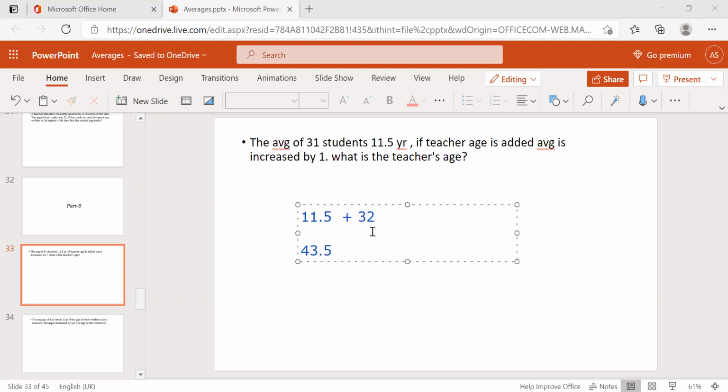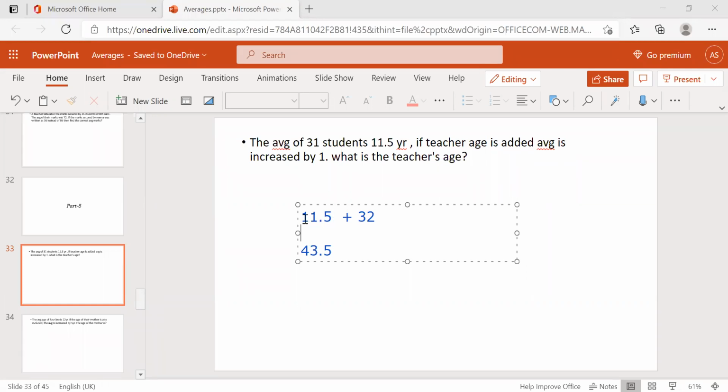So first, that was the concept oriented way. The traditional method is different. You have to multiply 31 students into 11.5 years, then we get some total. Then for the newly joined person we have to multiply the new average by 32, and then subtract. This is a lengthy procedure. This is the smart way, the concept oriented method. If the teacher also joins with the same average of 11.5, then the average is not going to change, but it does change.